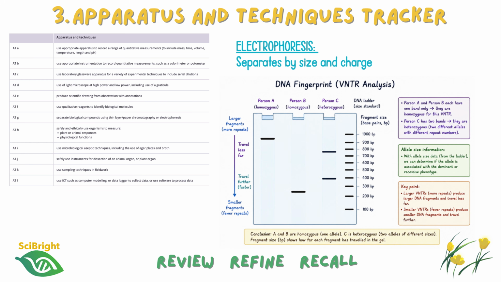The larger VNTRs will travel less far, such as for person A, and the smaller VNTRs with smaller fragment size will travel further. Now, if the question includes DNA probes, which are labeled fragments of single stranded DNA with a base sequence complementary to a specific DNA sequence, remember the separated DNA fragments need to be made single stranded before the DNA probes are combined.